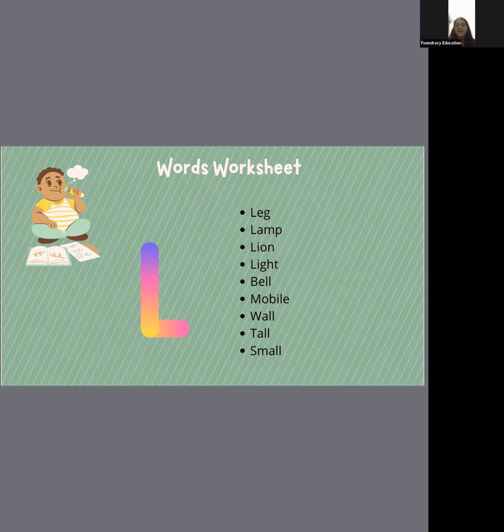The letter is L. And in order to practice this sound, maybe you can just sing a rhyme. Leg, lamp, lion, light. So this is how they try to do it. Try to do it 8 to 10 times so that the kids actually are able to reproduce the sound. The other sound is made when you put your tongue on the upper part of your mouth, not on the upper teeth. But when you put your tongue on the upper part of the teeth, that becomes L. So this is the first sound.